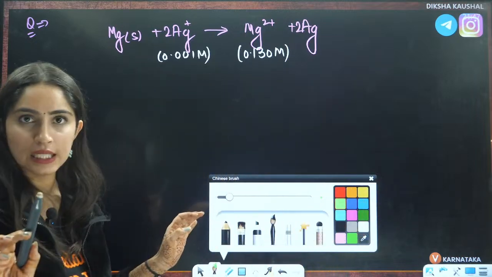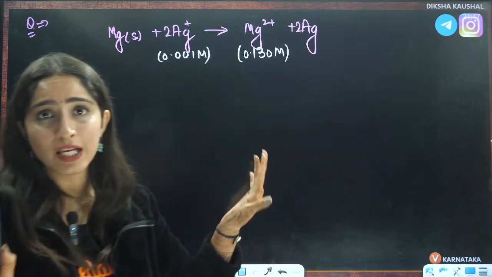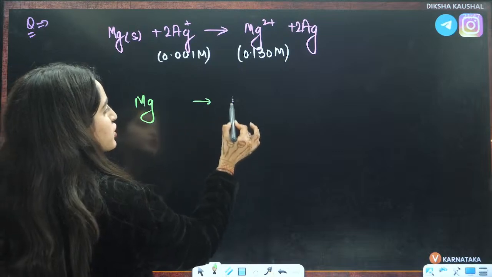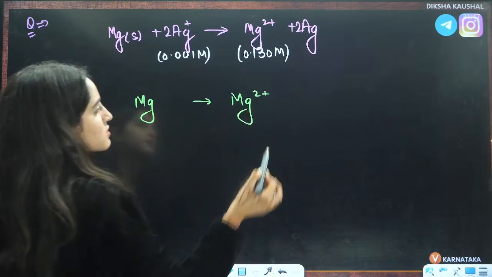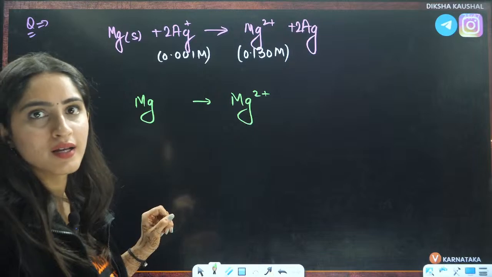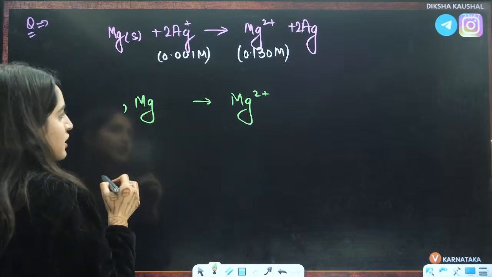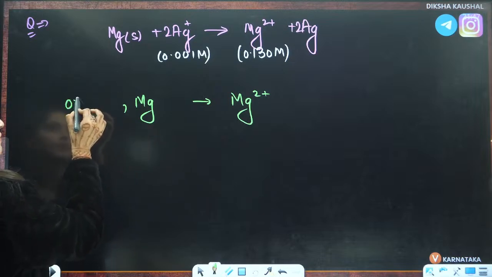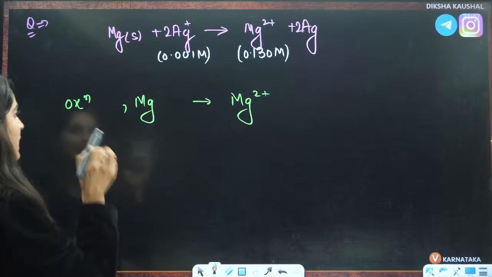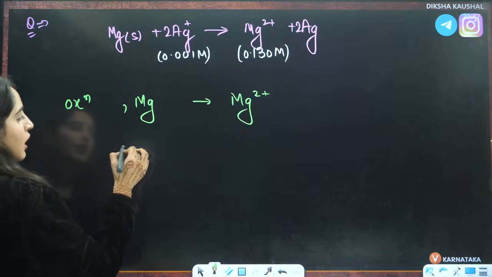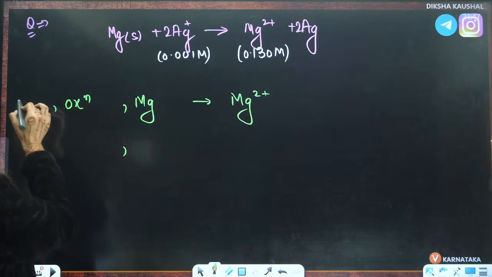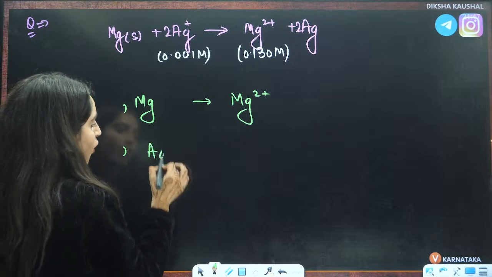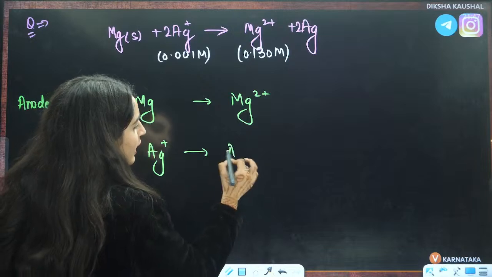Now, what is the value of N here? As you can see, it is from Mg to Mg2 positive. Is this reduction or oxidation? It is going from 0 to 2. That means oxidation number is increasing. That means it is oxidation, right? And here it is reduction. The other one is oxidation, which means at the anode.